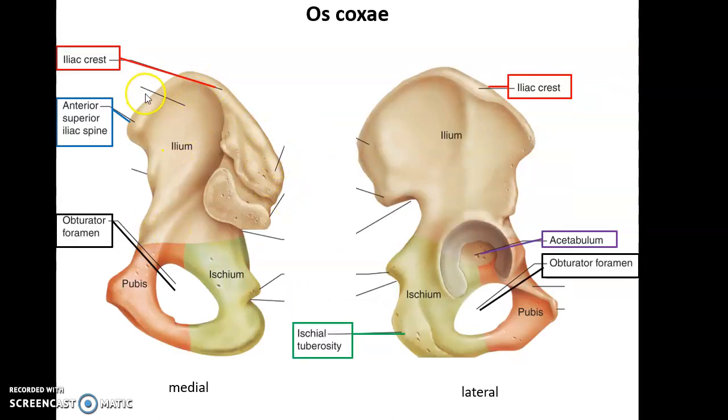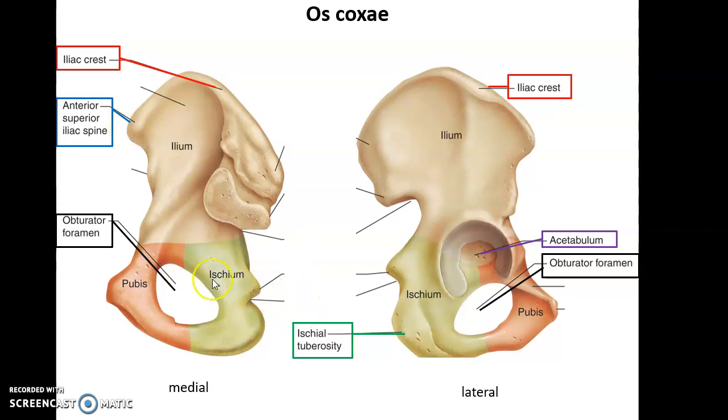So on the ilium, we have the iliac crest, this long ridge running along the top, very rough. Then we have this point sticking out. That's the anterior superior iliac spine. That name just tells you where it is. Anterior toward the front, superior toward the top. Iliac spine, part of the ilium.